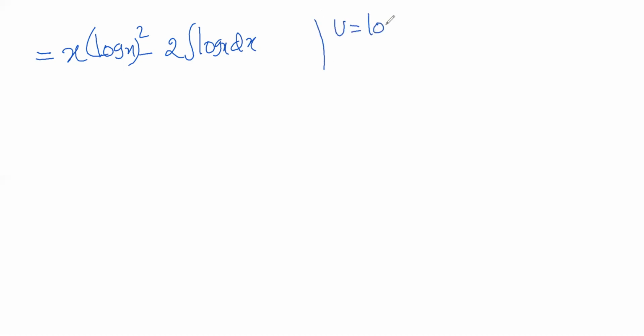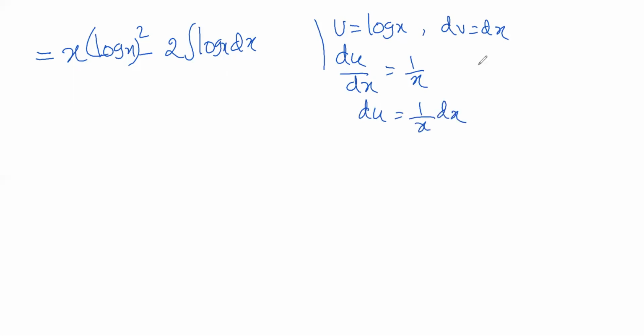Yes, now I'm writing the previous step. You see x into (log x) the whole square minus 2 into integral of log x dx. Yes, now want to integrate this log x. For the purpose, we are taking u as log x and dv is equal to dx. And once again, we'll differentiate, du by dx is equal to what? 1 by x. From this, du is equal to 1 by x into dx. Here it is v. v is equal to x.